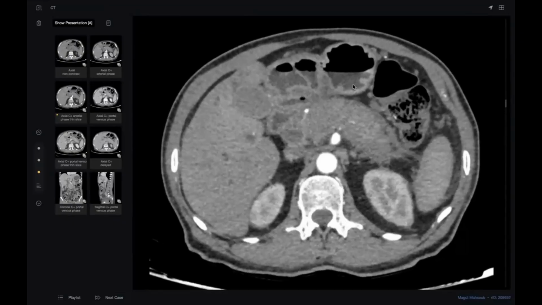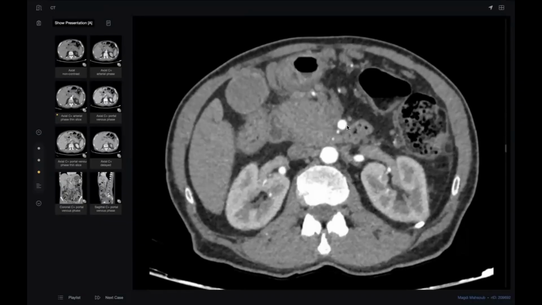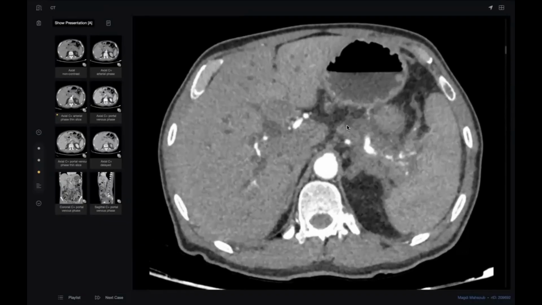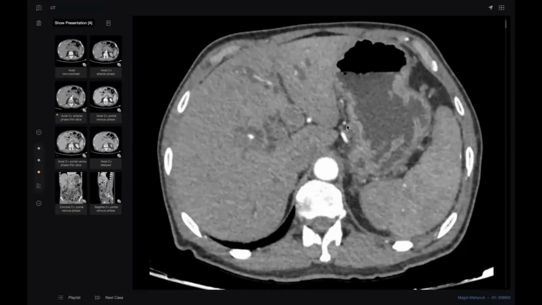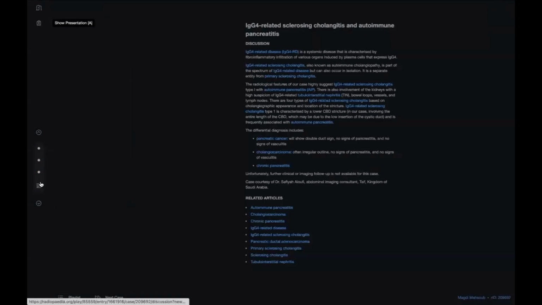Look here, pericarditis. Sausage-shaped pancreas, loss of its lobulation, and bulky. See, there are dilatations, a beaded appearance of the intrahepatic biliary radicals. So it was a case of IgG4-related sclerosing cholangitis and autoimmune pancreatitis.